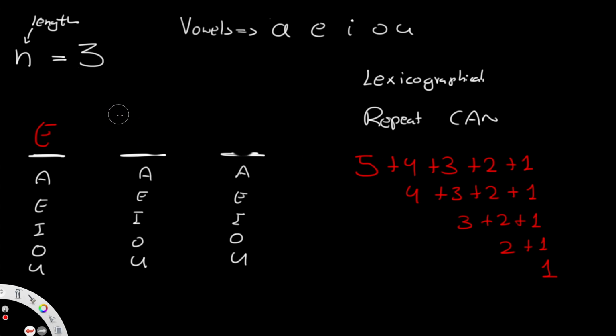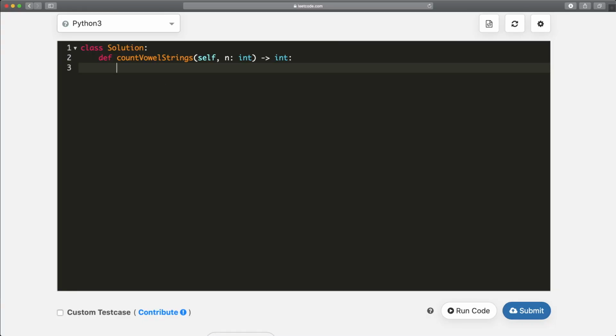So hopefully you can understand how you could come up with a recursive solution, or to be more specific, a backtracking solution. So let's implement this in code, and then I'll show you the mathematical formula. Okay, let's start off by implementing this in Python.